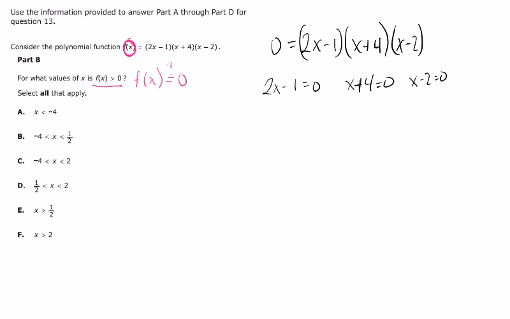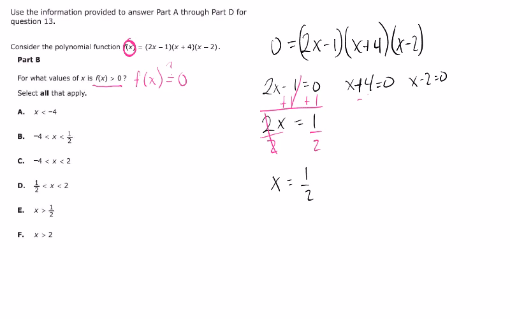So now I'm just going to solve all these for 0. So I'd add 1 here. So I get 2x equals 1. And I would divide by 2. So x equals 1/2. So that's 1 zero of the function, or 1 root of the function, x is 1/2. So now I'm going to work with this next equation.